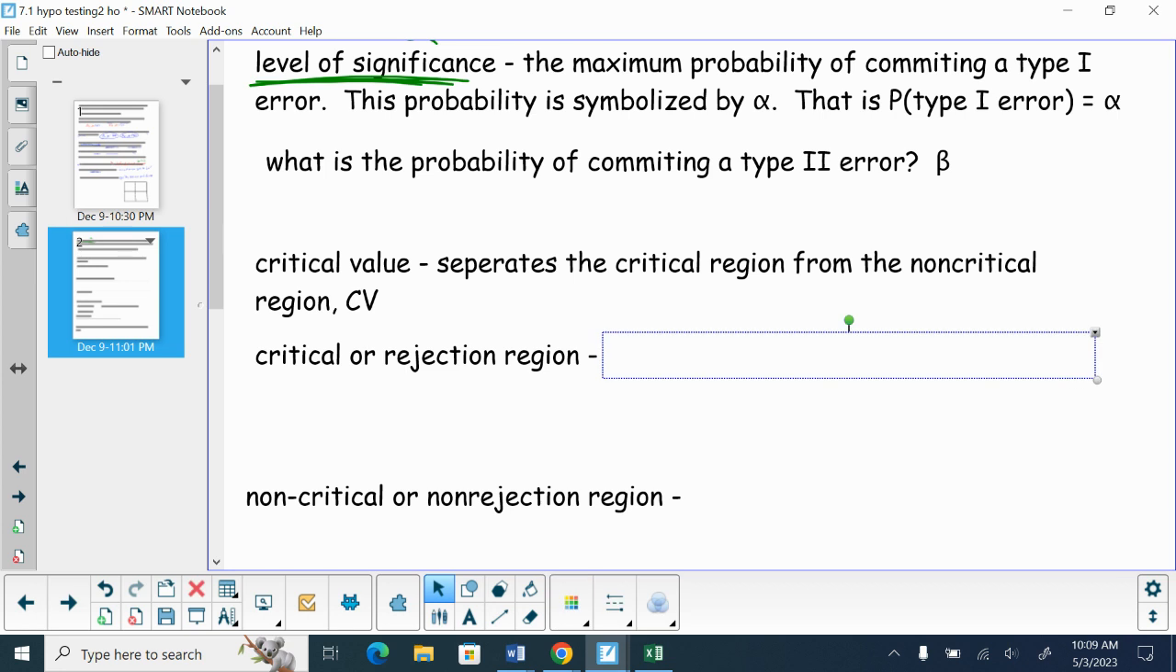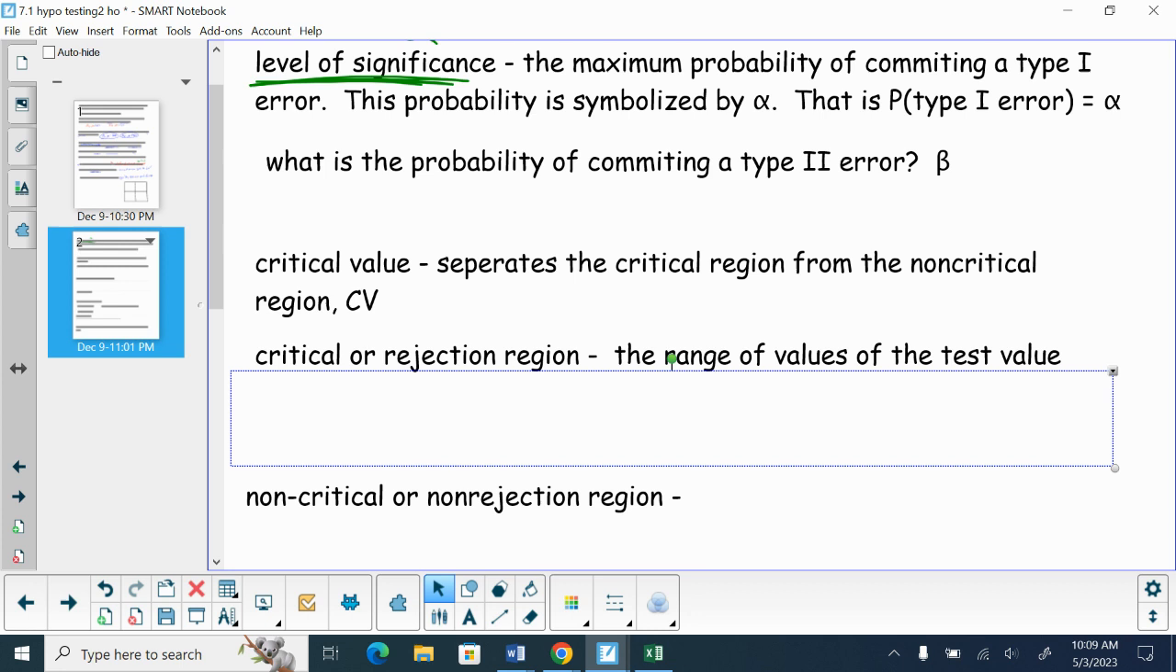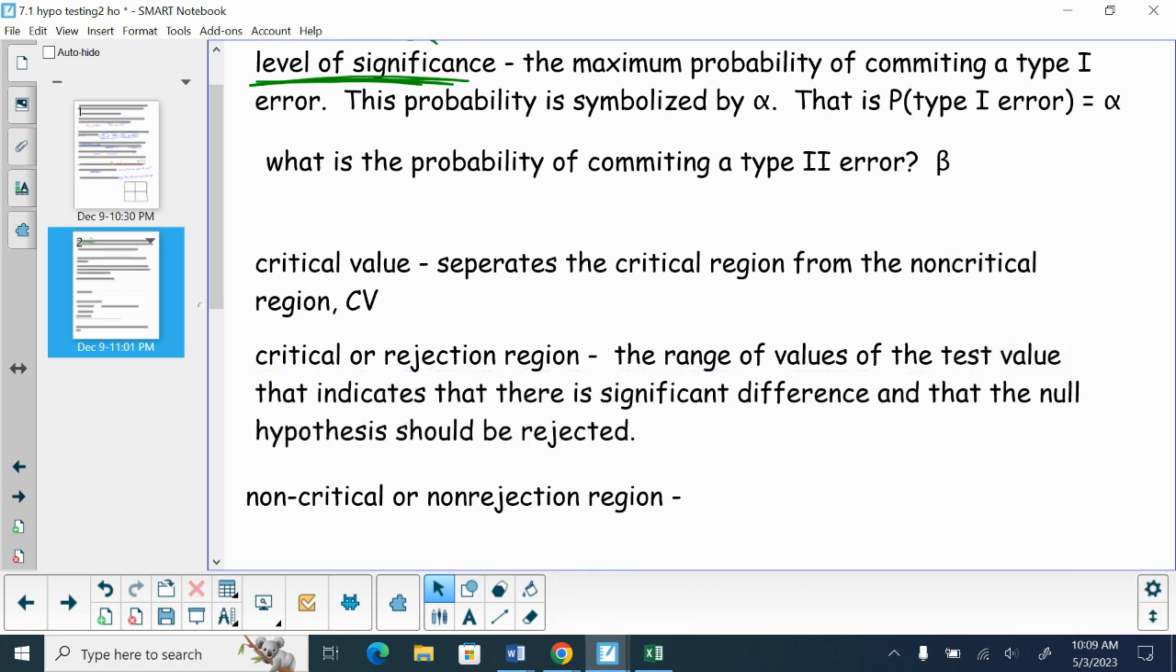We have a critical region. It's a range of values of the test value that indicates there's a significant difference and that the null hypothesis should be rejected. I'll let you write it down. It's a range of values of the test value that indicates there's a significant difference and that the null hypothesis should be rejected.